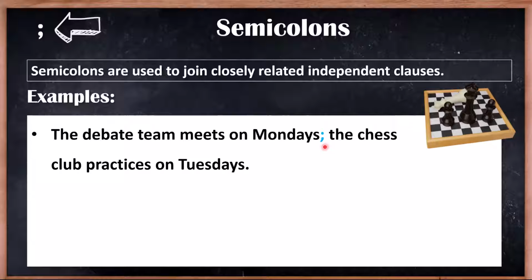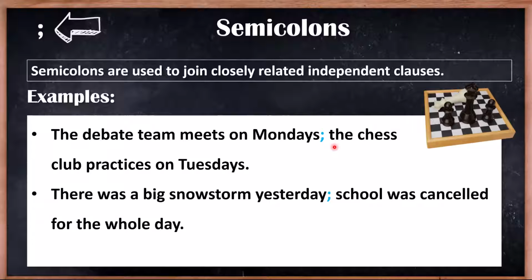Notice that after a semicolon, we do not capitalize the first letter of the next word unless it's a proper noun. So this is a small lowercase t. Another example: There was a big snowstorm yesterday; school was canceled for the whole day. Again, these are closely related independent clauses, so we can combine them with a semicolon.